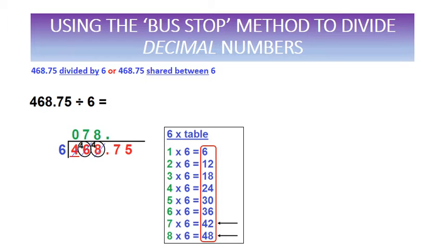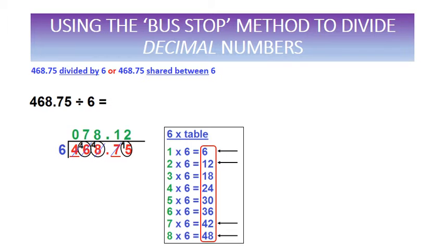So how many 6s make 7? Closest we can get is 6. So one lot of 6 is 6. And then we've got 1 left over. So how many 6s make 15? The closest we can get is 12, which is 2 lots of 6.